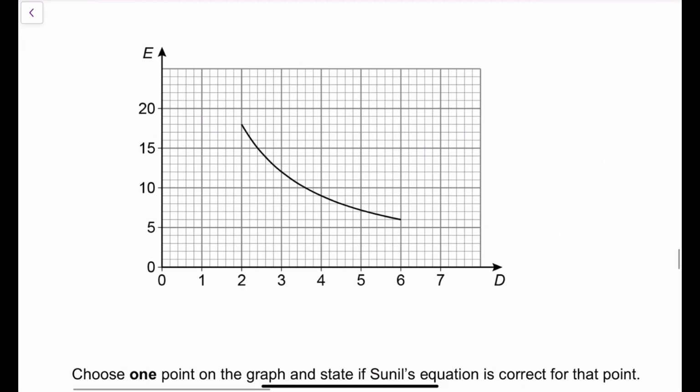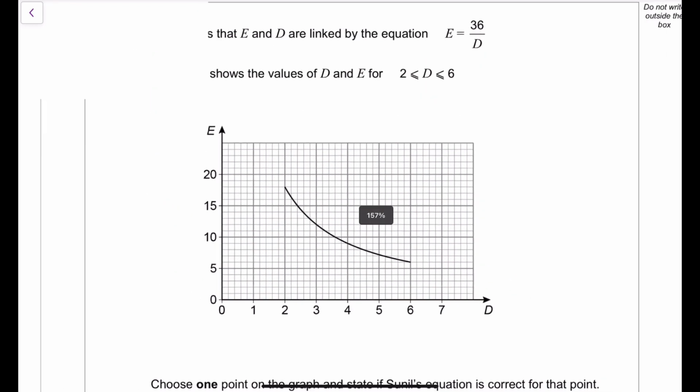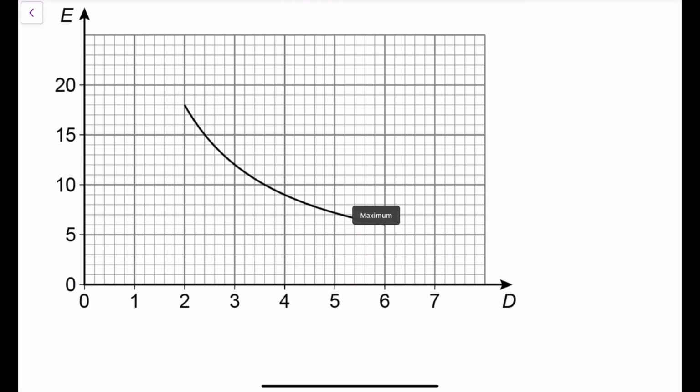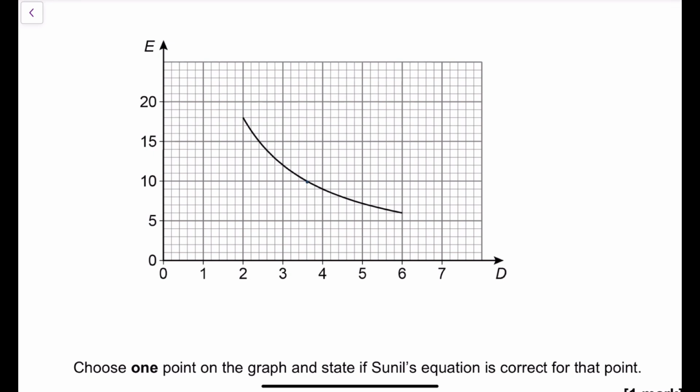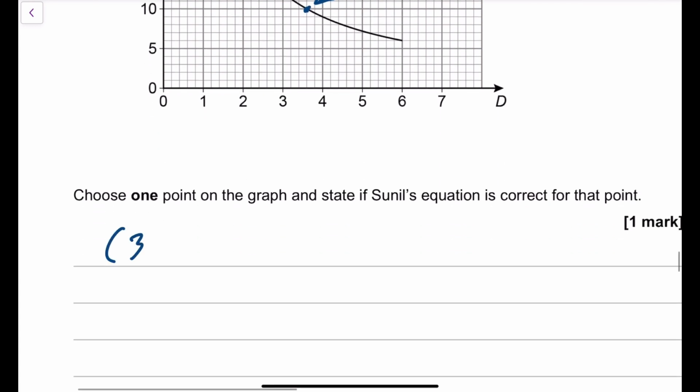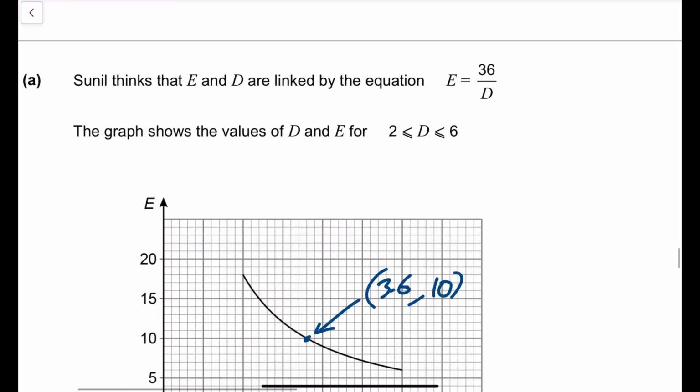Okay, right, let's pick a nice point, if there is a nice point on this. We'll go for that point there, which is 3.6. So the point I'm looking at is 3.6, 10. So mark that down, 3.6, 10.